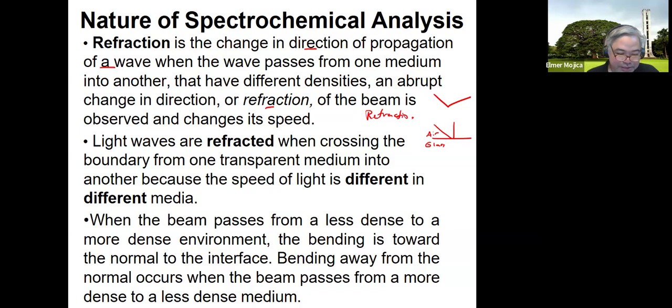Do we see any difference there? Usually there's a difference there in the medium, right? So what usually happens? So we could say this is your incident light. So what will happen here? So this is the normal one.